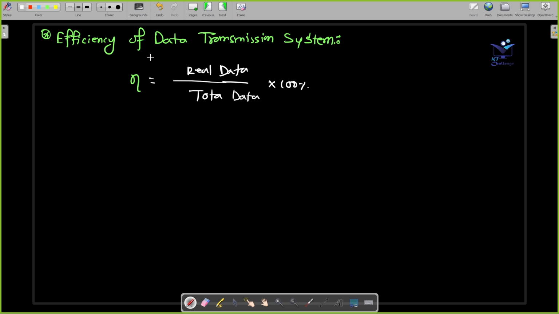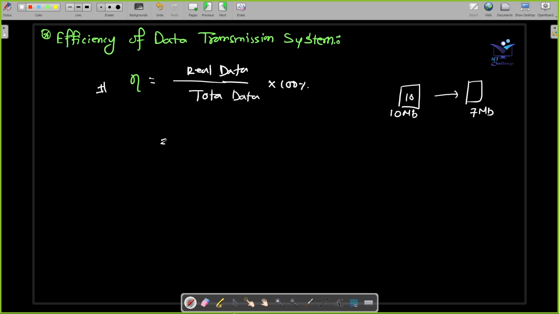You can call it a scale of measurement of a data transmission system as well. So this is the actual law. Now for an example, there are 2 devices. We pass 10 MB of data from one device, and we receive 7 MB of data here. Now what is the efficiency of this device?